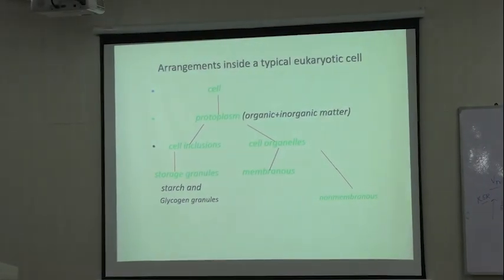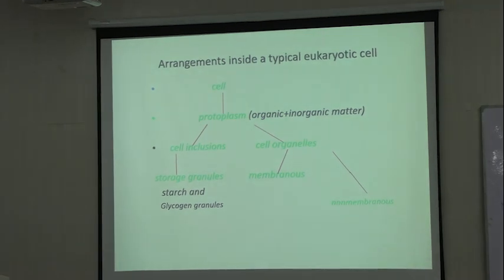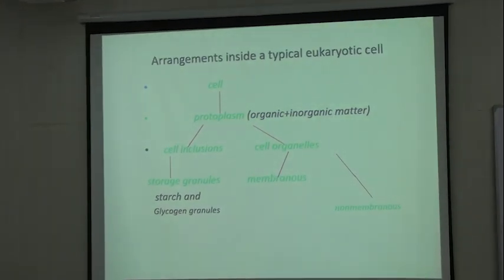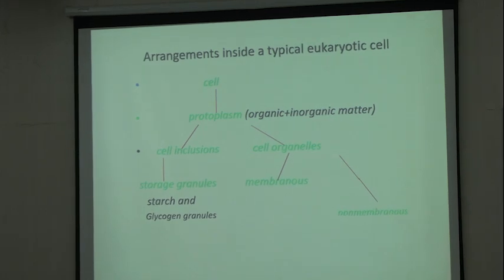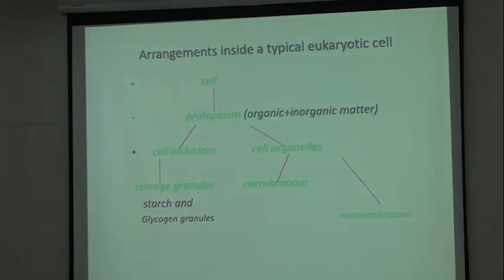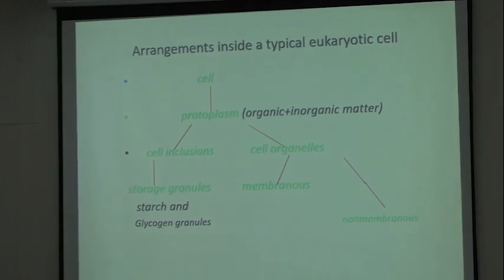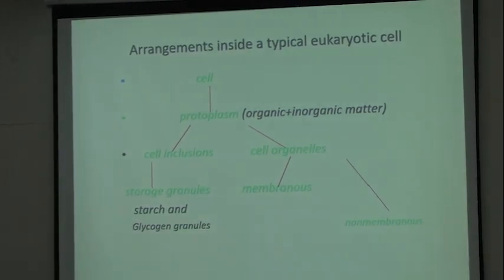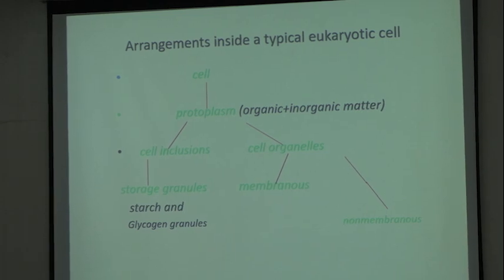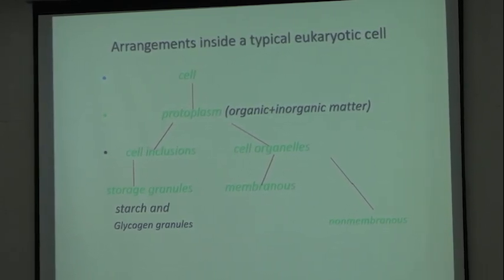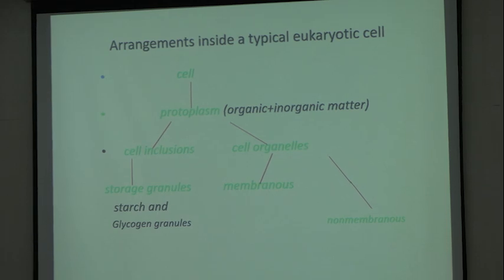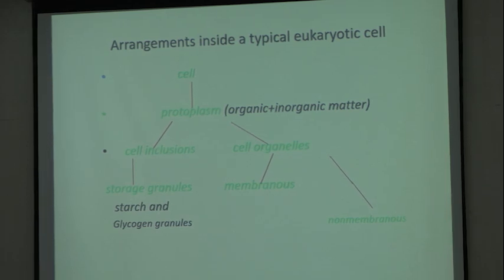Arrangement of cells. The cell has protoplasm. What is protoplasm? Cell inclusions and cell organelles, bound by the cell membrane. Everything including the nucleus is protoplasm. In the cytoplasm you will get cell organelles and cell inclusions. So what are these cell inclusions? Can you give examples? Can you name some cell inclusions?